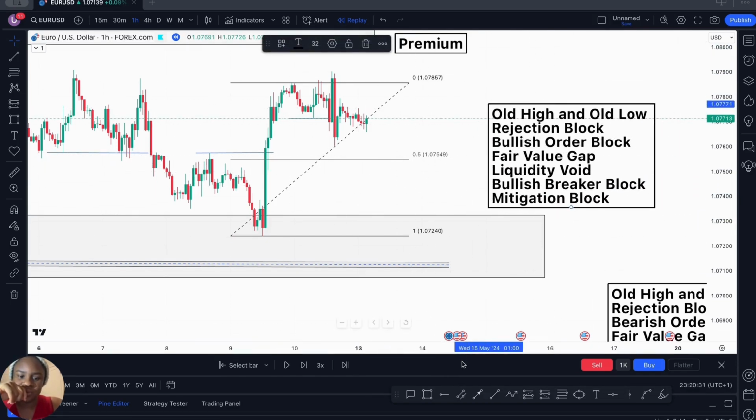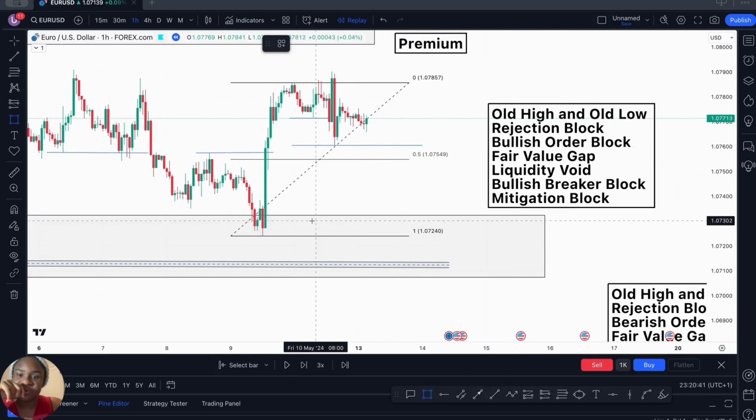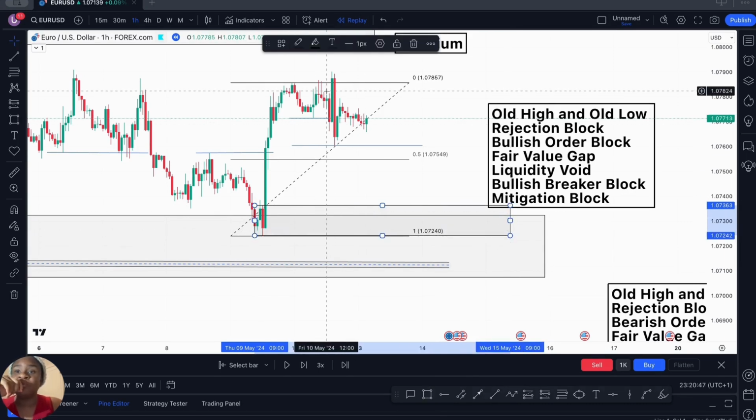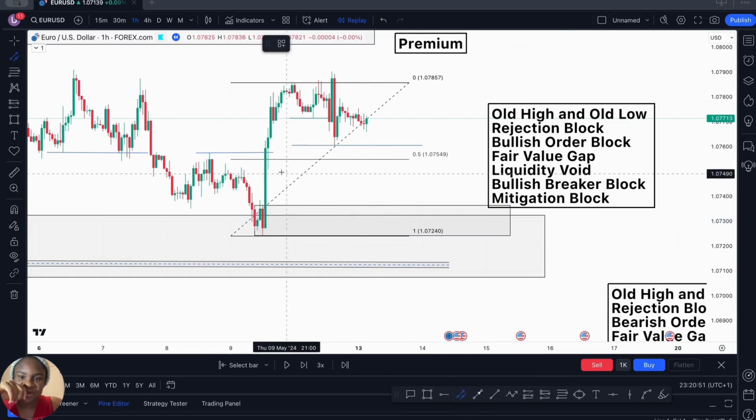Is there an old low? Yes, it's an old low that market has taken out from here. Is there a rejection block? No. Bullish order block. I have one bullish order block from 1 hour here. For those, I can take this step down to 1 minute. Is there a fair value gap? An amazing fair value gap here.